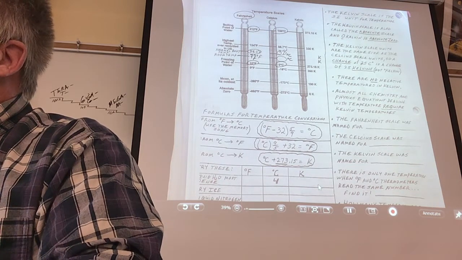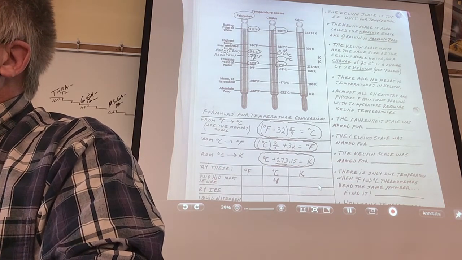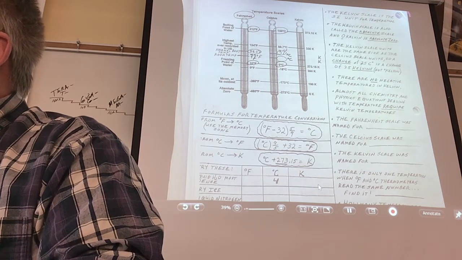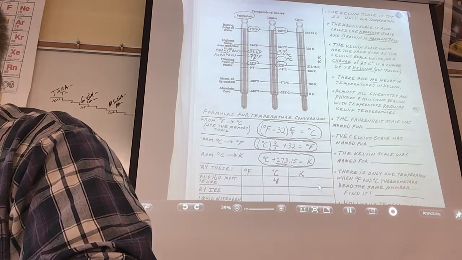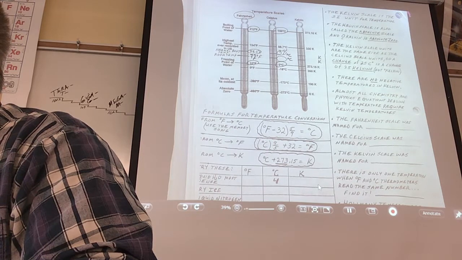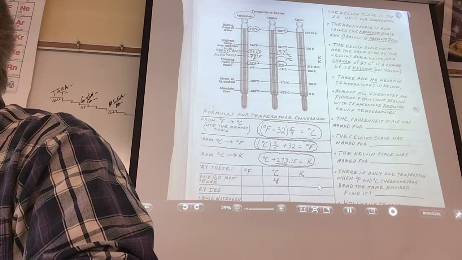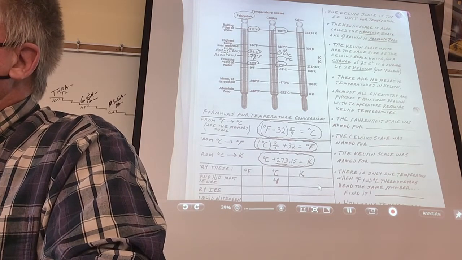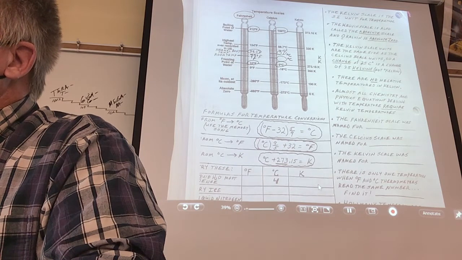I got 3.7. Okay, now do it again. Do 98.6 minus 32. Now, be careful, because if you didn't use parentheses, press enter, then say times 5 divided by 9. Times 5, divided by 9. I still got 3.7.